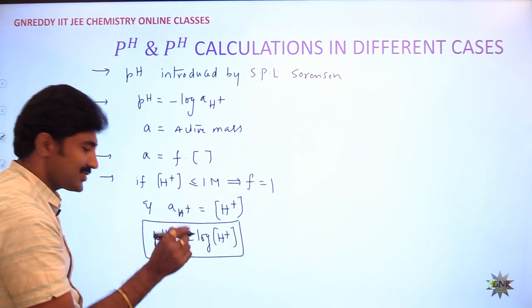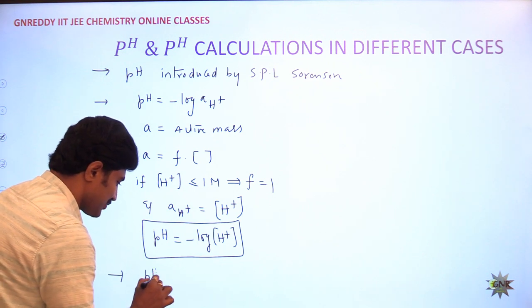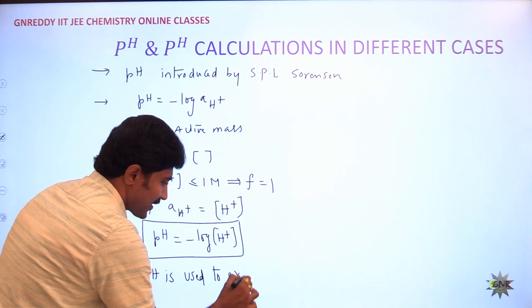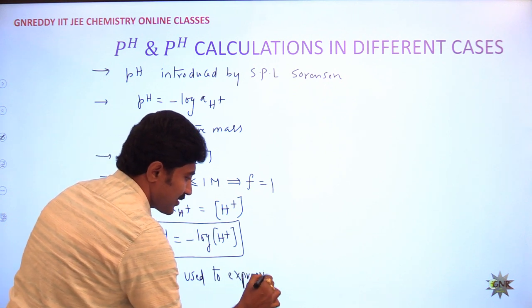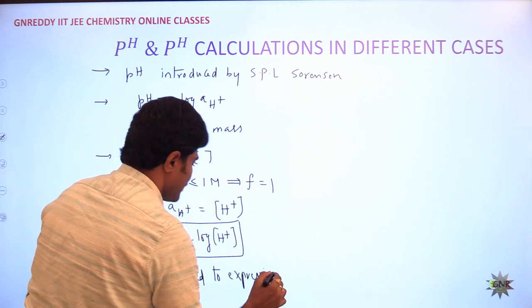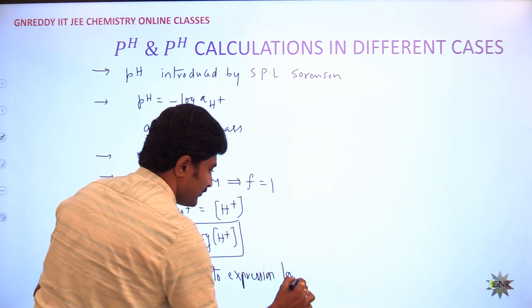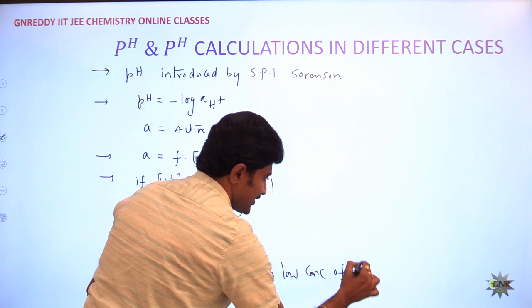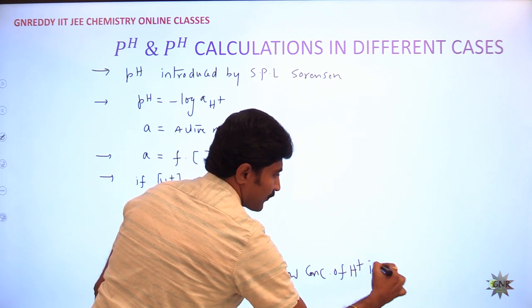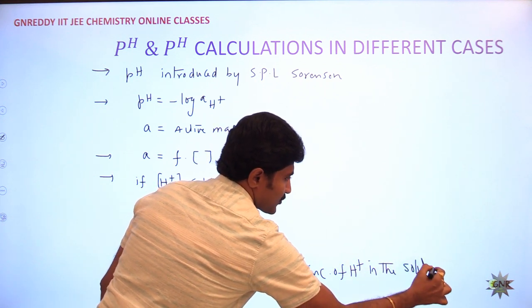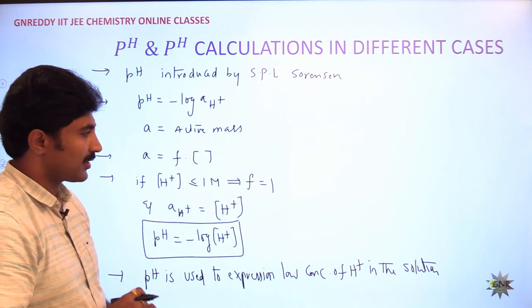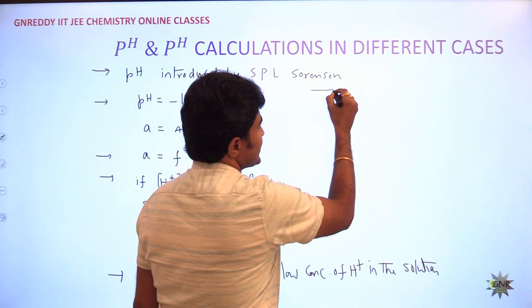That means pH is used to express low concentration of hydronium ion H plus in the solution, because this is valid only when the H plus concentration is less than or equal to 1 molar. Okay, what is the pH scale?